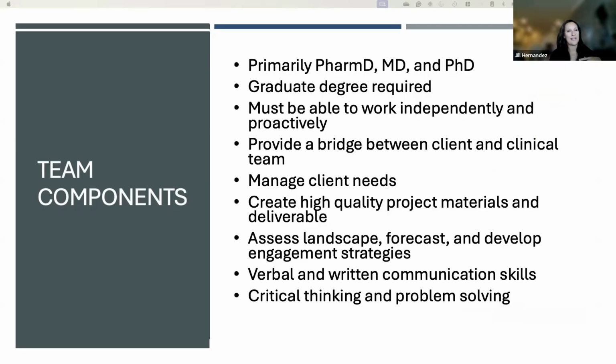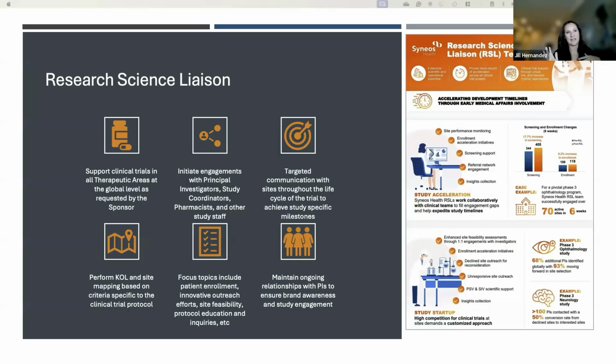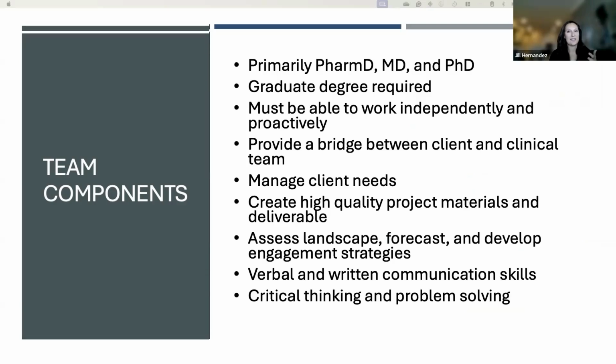On the right side of it was a graphic that we send out to clients, and it just has some statistics about impacts that we have had on trials. For my next slide, this is just a little bit about our team. We have a lot of pharmacists, we have a few MDs and some PhDs. This role does require a graduate level degree.